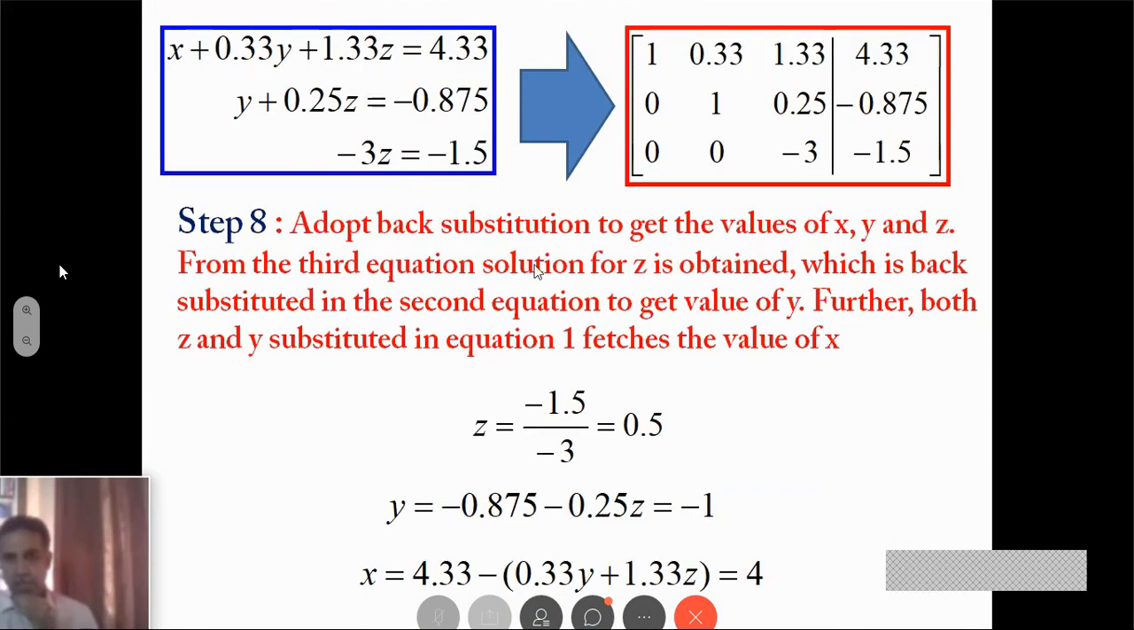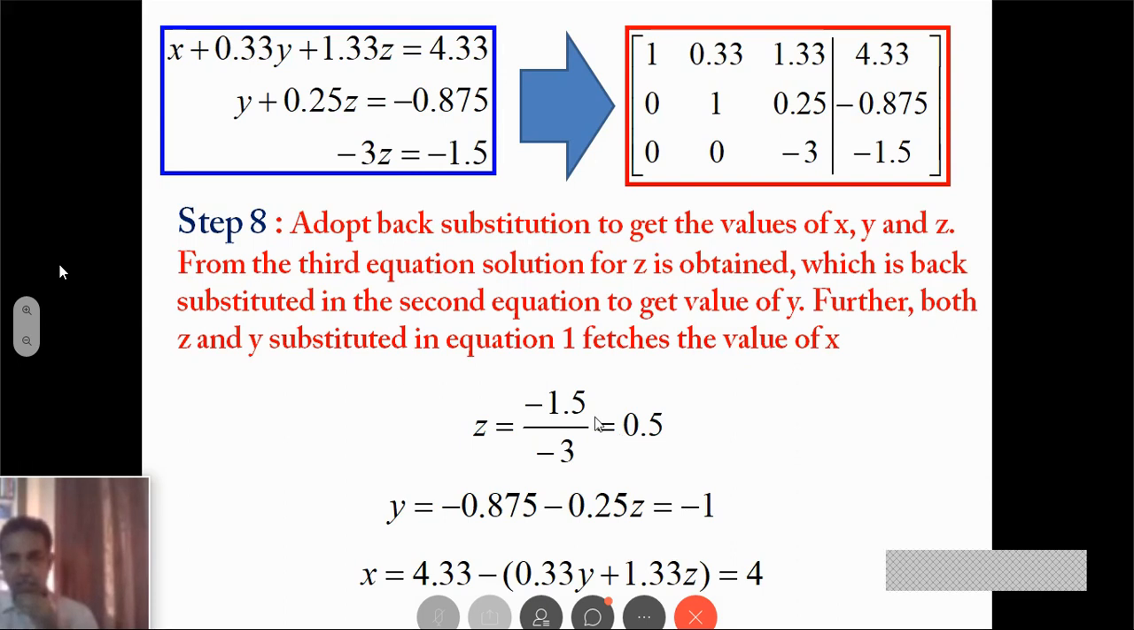So with this upper triangular matrix, minus 3z equals 1.5, so z equals minus 0.5. Back substitution of z into the y equation, you get y equals minus 1. Substitute z and y in x, you get x equals 4. So the solution is z equals minus 0.5, y equals minus 1, x equals 4.